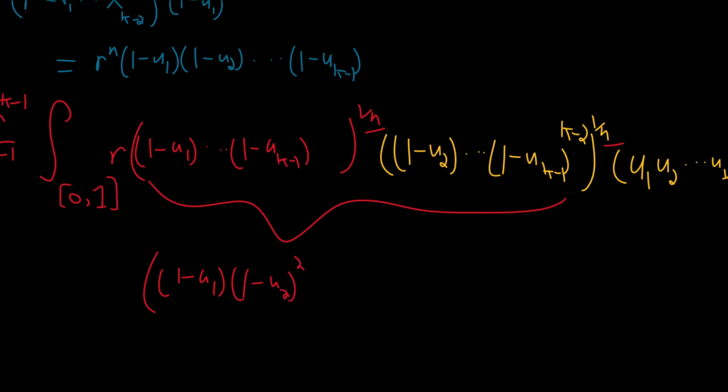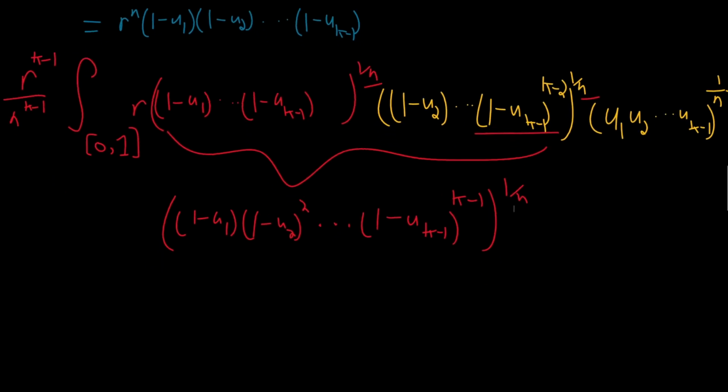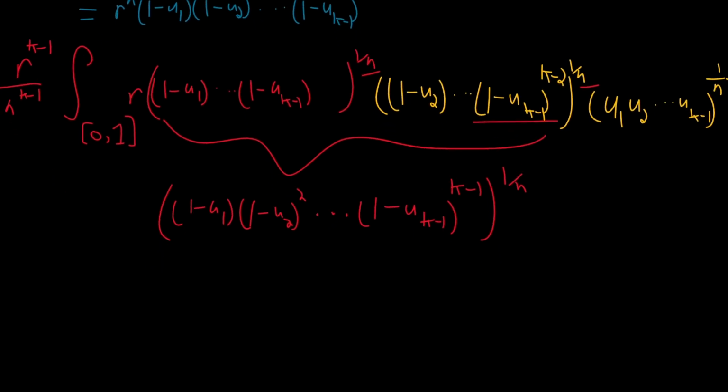And then what we have is the same thing, but for 1 minus u3. And the trend is going to continue up until this term right here, to where we're just going to have dot, dot, dot, all right? We just have 1 minus u_{k-1}, and then to the k minus 1 right here, all to the 1 over n. And you'll see at this point that we've consolidated terms, but also that we have a lot of just 1 minus something to a power times u to that to 1 over n minus 1.